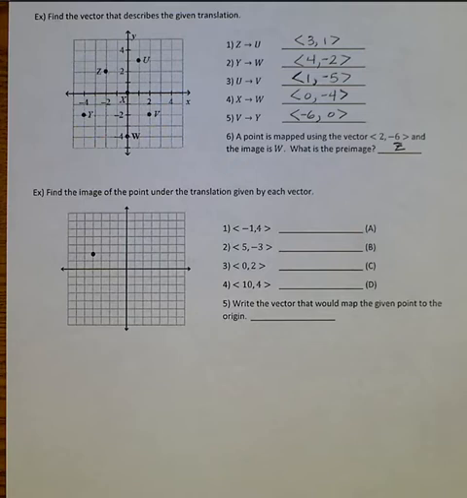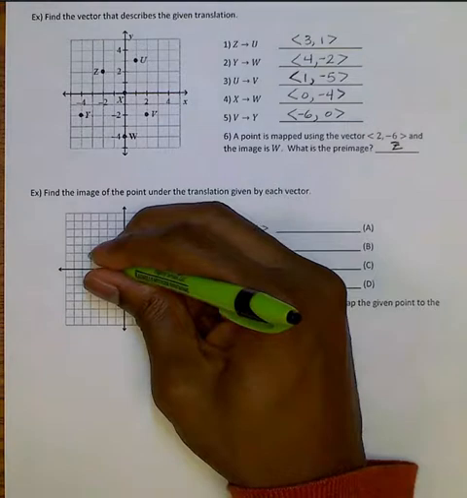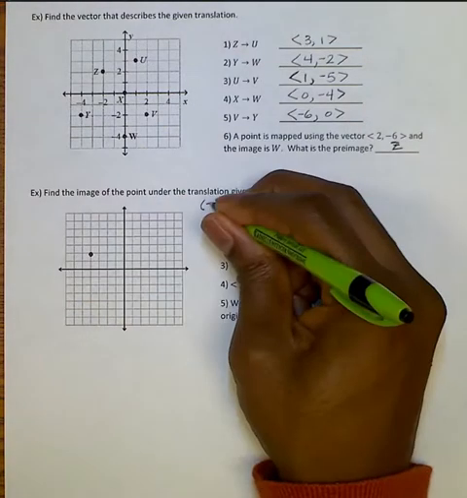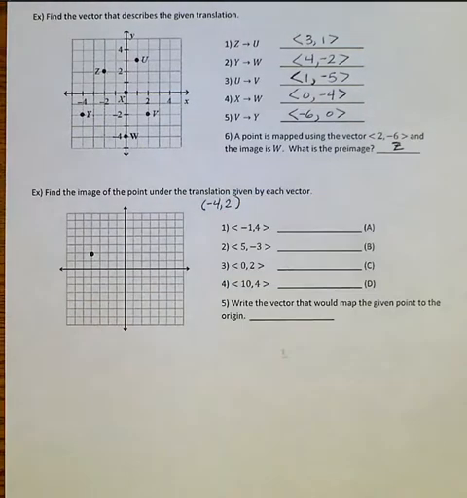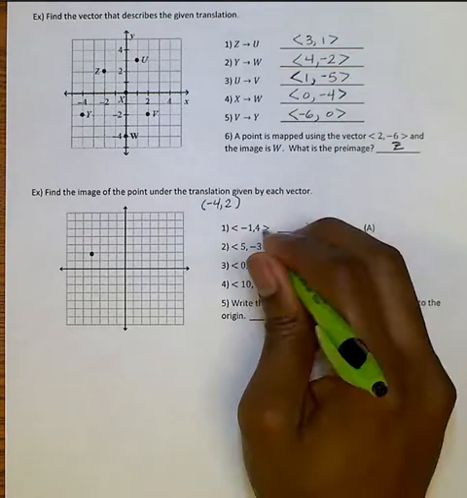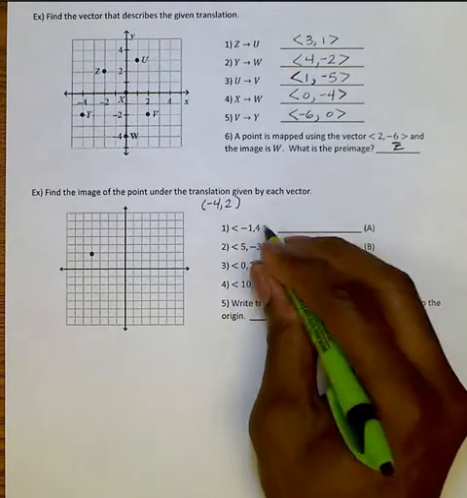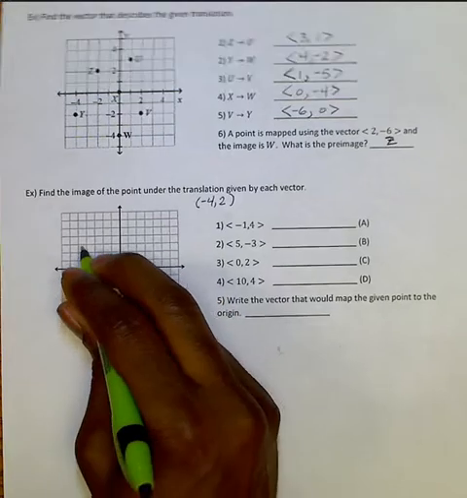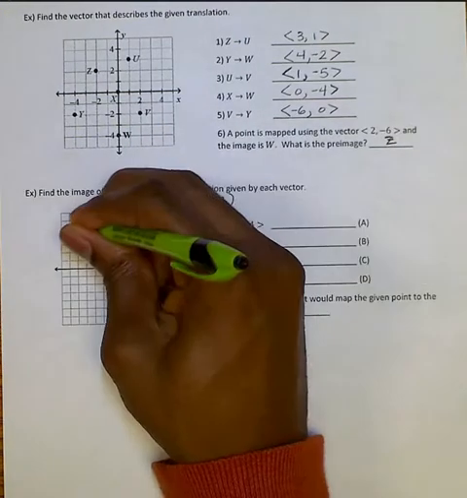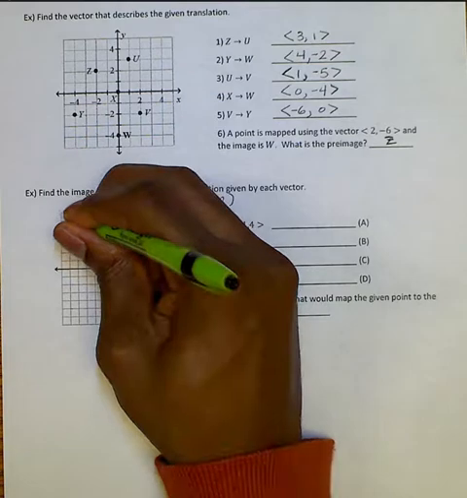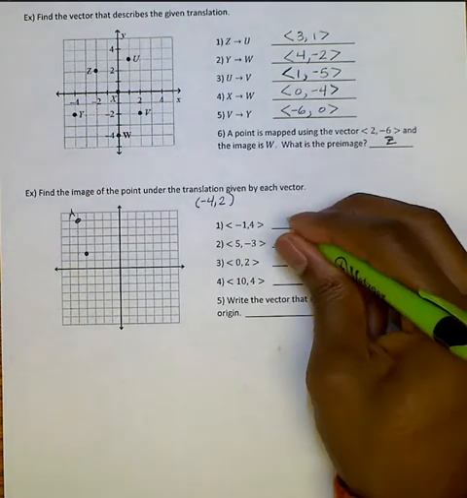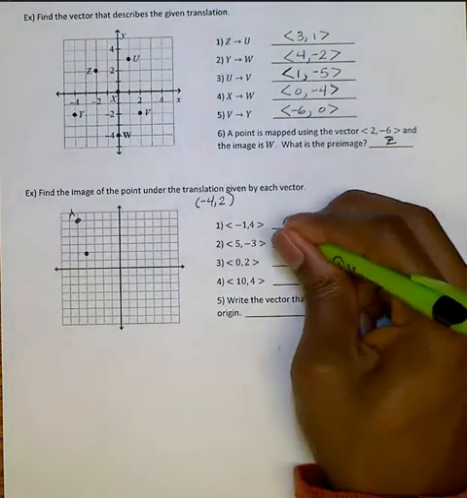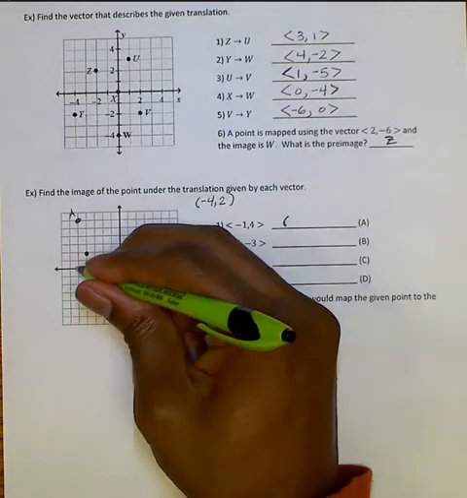Okay. So now it says find the image of the point under the translation given by each vector. And so we have this point to start off with. It is negative 4, 2. And now we're going to use these vectors to place it anew. Okay, so we're at negative 1, 4. So we'll go left 1, up 4, 1, 2, 3, 4. And that'll be this new point. This will be A. Okay, and so then that point, we should be able to use our coordinates, is at negative 5, 6.